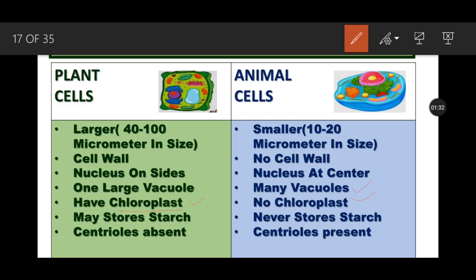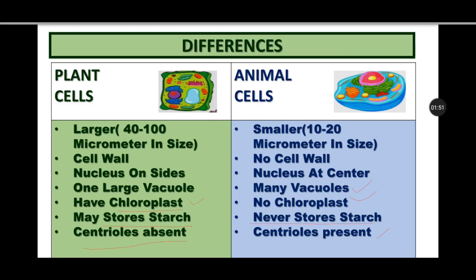Plants store starch and animal cells never store starch. The last one is that centrioles are absent in the plant cell and centrioles are present in the animal cell. So these are the main differences between animal and plant cells.